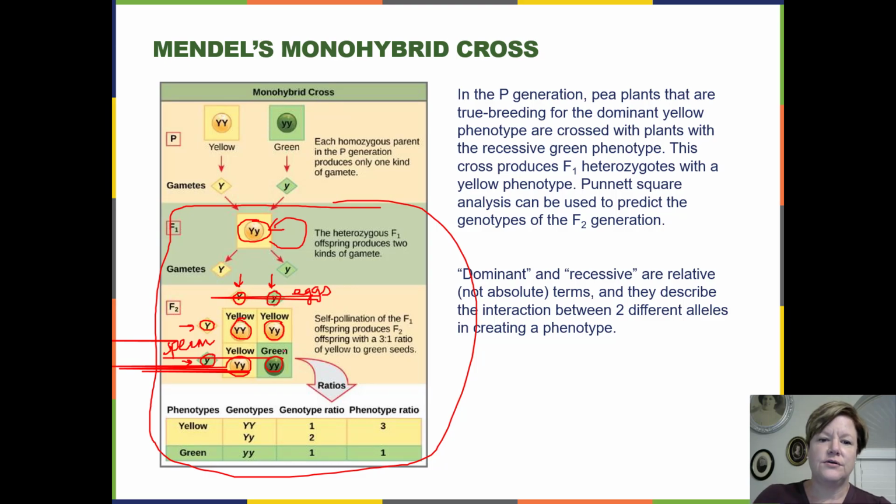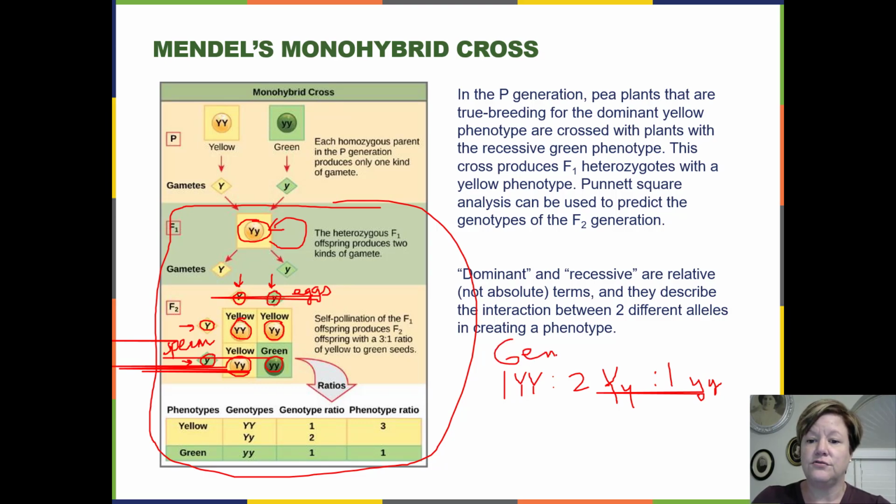And so you would expect to get, for every one offspring that's big Y, big Y, proportionally two offspring that are big Y, little y, and one that's little y, little y. And so that's the genotype ratio of the F2 generation. You would expect these genotypes in this ratio. So, you know, it's just a ratio.